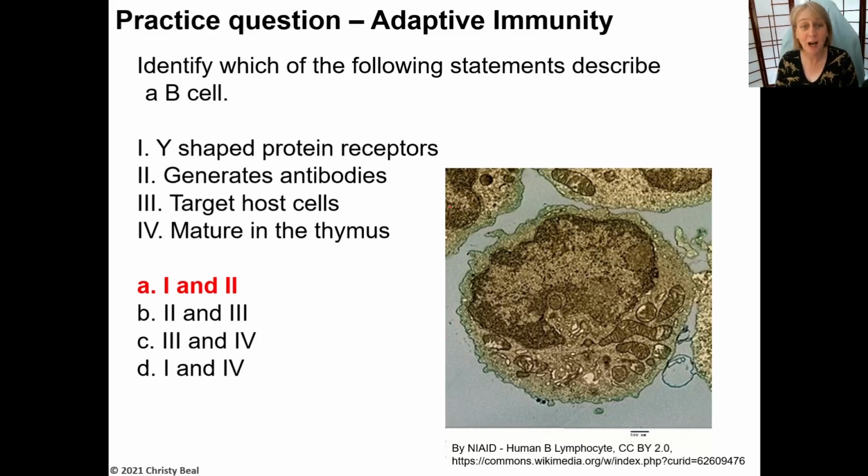I first asked you to identify which of these statements was true about B cells. It's 1 and 2 here. They have Y-shaped proteins, which you can see are not particularly obvious with a microscope. They're very tiny, but these are what allow them and their variable regions to target invaders that are in your humoral, or your body's fluid, response. And then these Y-shaped proteins break off and become antibodies.